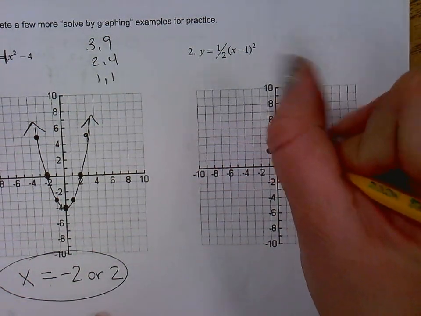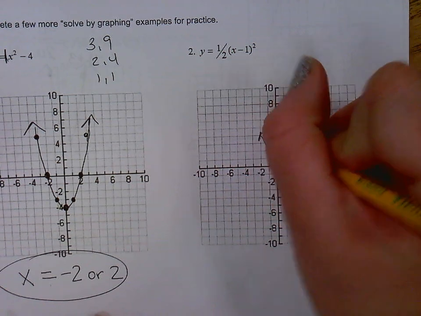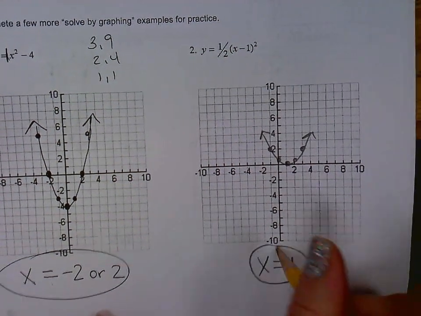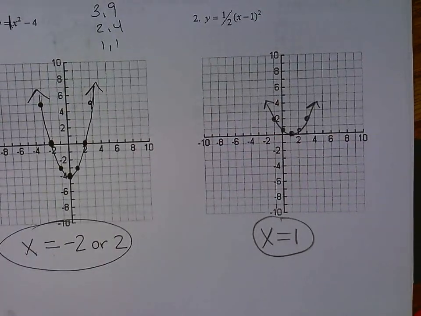So here's my parabola, x equals 1. Make sure you wrote the answer for yourself to get full credit on a quiz. You have to write the solution is x equals 1.